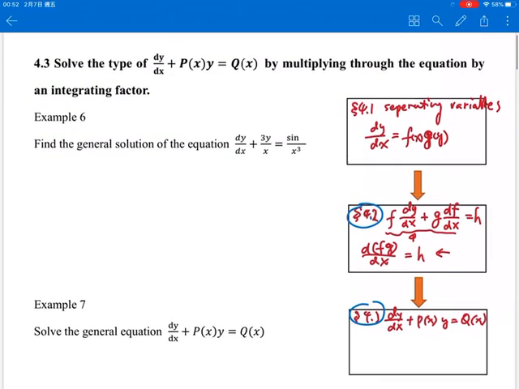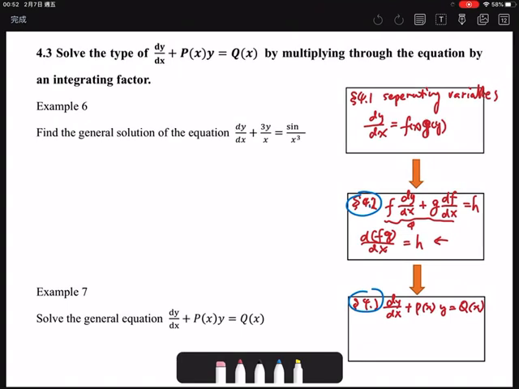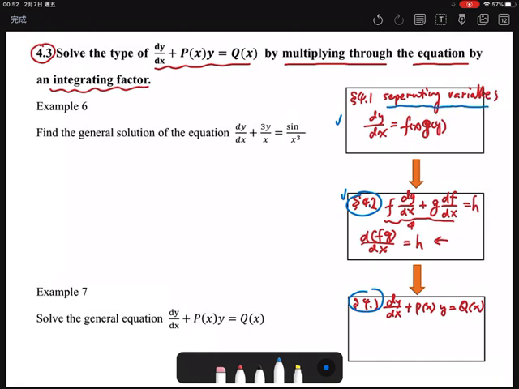So today we are going to learn a new section, section 4.3, solving this type of differential equation by multiplying through an equation by an integrating factor. Okay, so let's do a revision. In the previous two sections, we learned two types of differential equations. The first one, we can use the separating variables method.